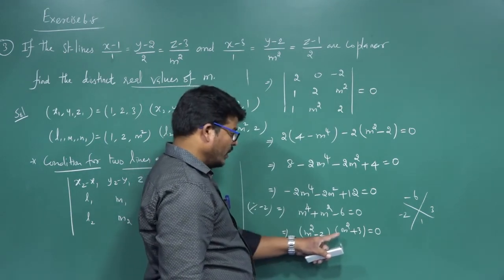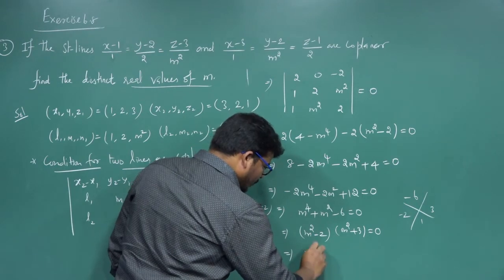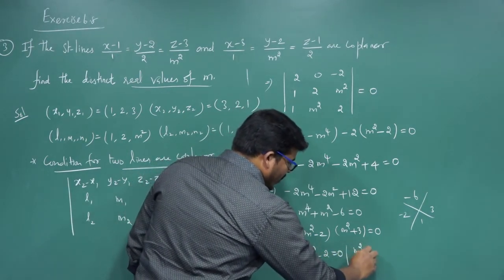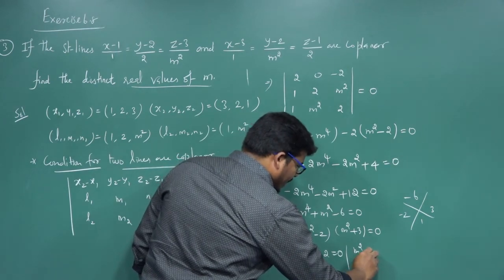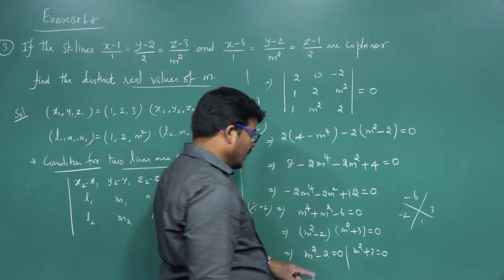(m square minus 2)(m square plus 3) equal to 0, getting the two results. That implies m square minus 2 equal to 0, or m square plus 3 equal to 0, getting the two factors. First one.